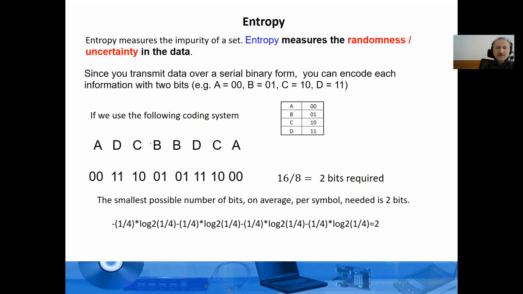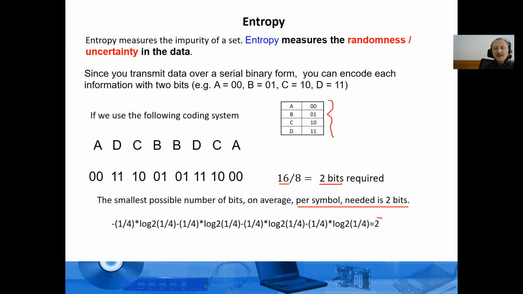If you use this coding system, if you code the symbol A with 0, 0, and you code B with 0, 1, C with 1, 0, and D with 1, 1, you need minimum 16 bits to transfer all of this, and you need minimum 2 bits per symbol. You need to use 2 bits per symbol.